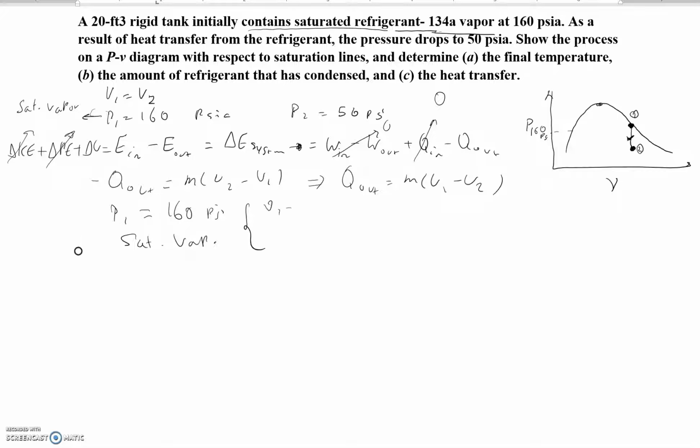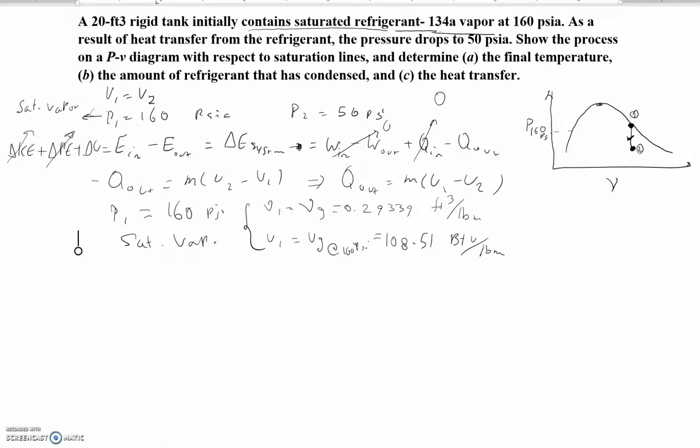So nu1 is equal to nu G, and that is equal to 0.29339 cubic feet per pound mass, and U1 is equal to UG at 160 psi, right? And that is equal to 108.51 BTU per pound mass. So that's the initial state of my system.